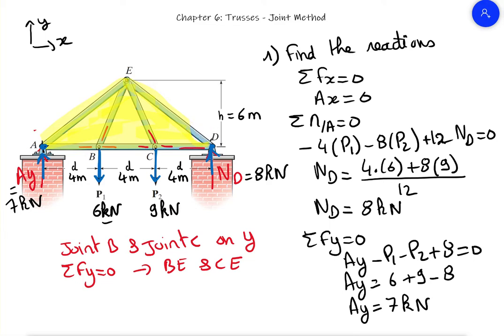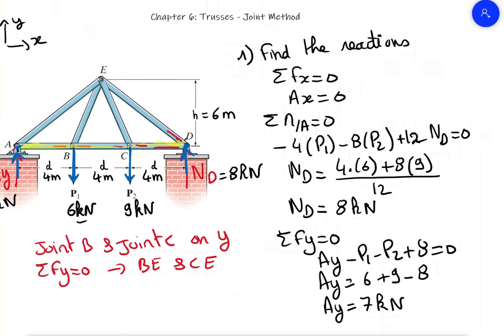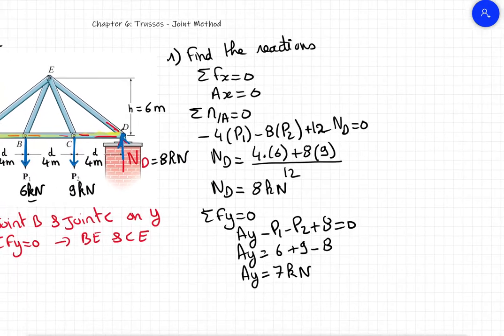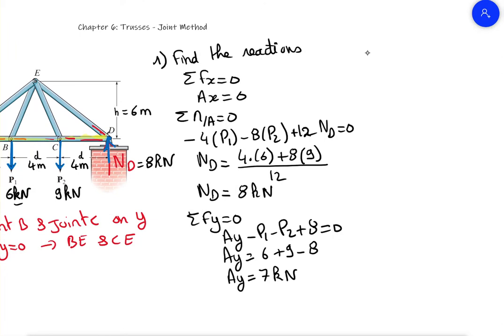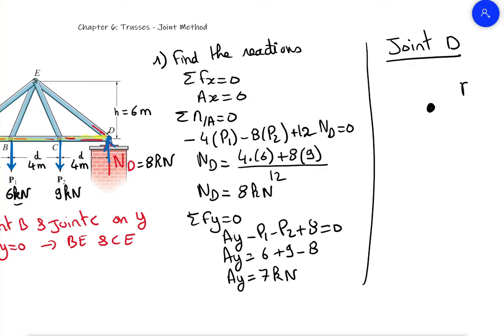Now we will do joint by joint. We are not on the truss anymore. So which one do we do first? Let's do joint D. There, we know that the vertical force from the reaction from the contact with the tower is 8 kilonewton.